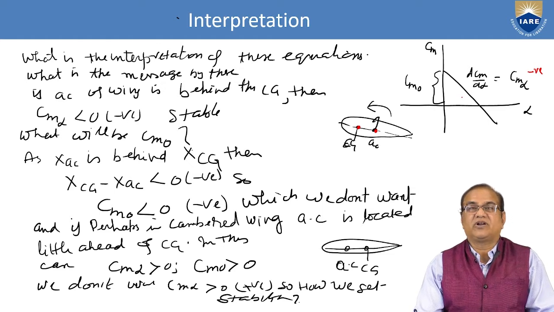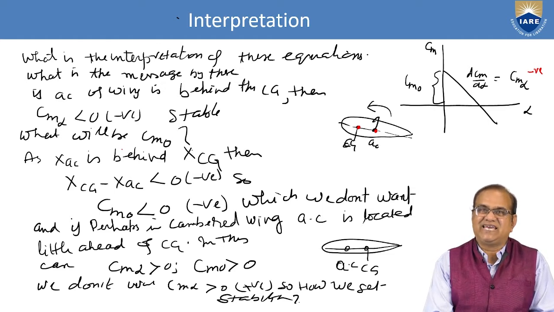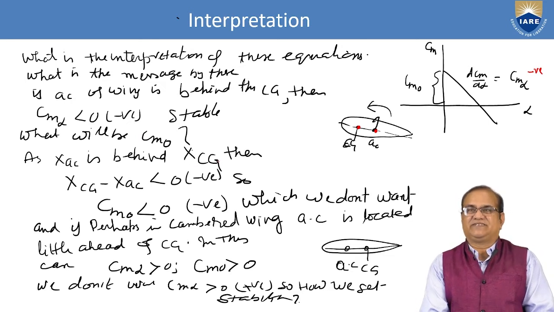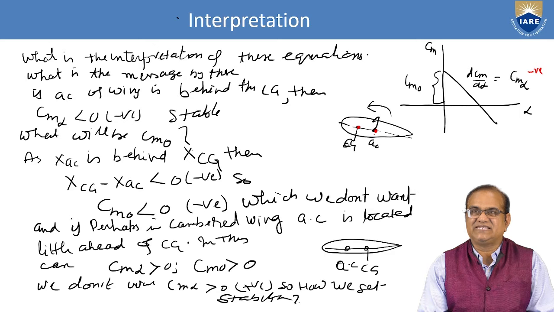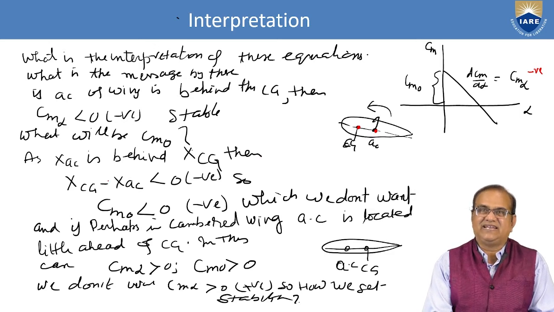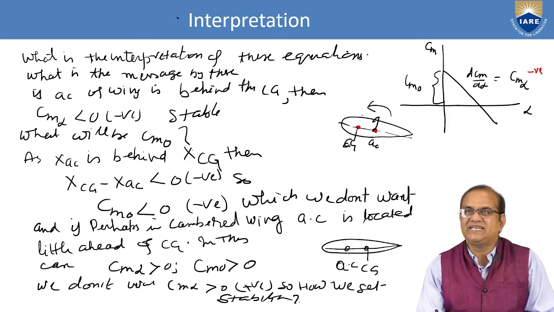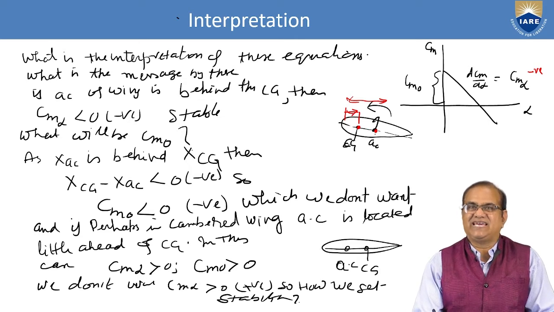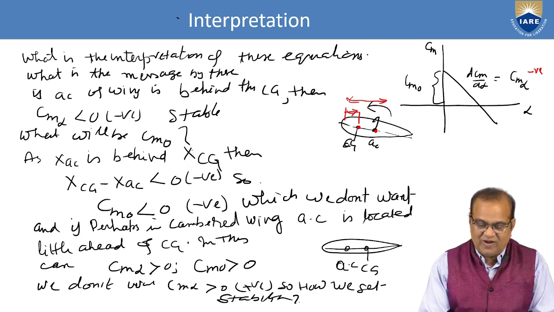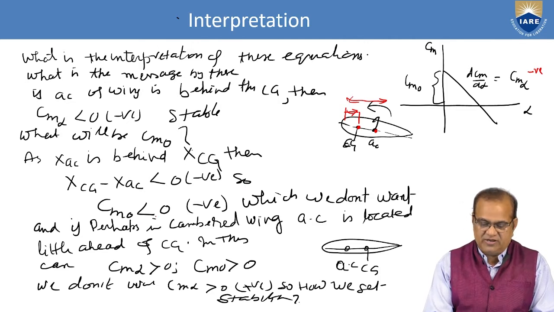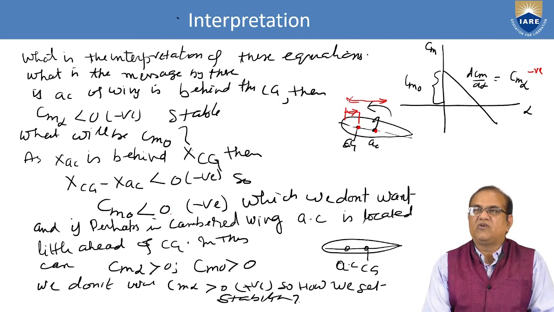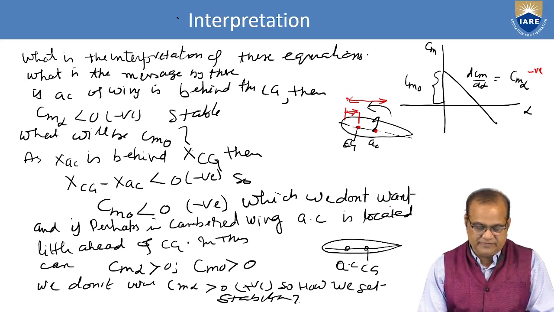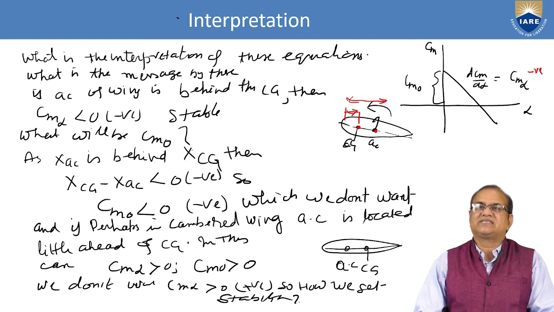What will be the CM naught? As XAC is behind XCG, then XCG minus XAC is negative. You can see here, this XCG is the lesser value and this is the greater value. So if we take XCG minus XAC, you will get a negative value. So this CM naught will be less than 0, which we don't want, and it happens perhaps with a cambered wing.